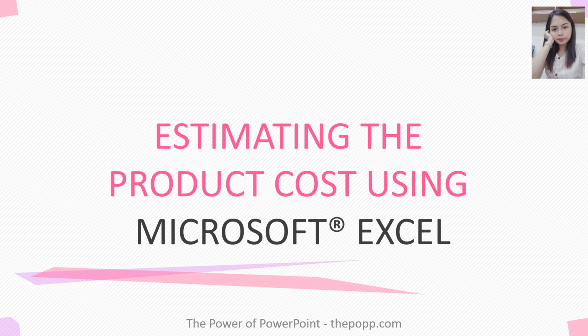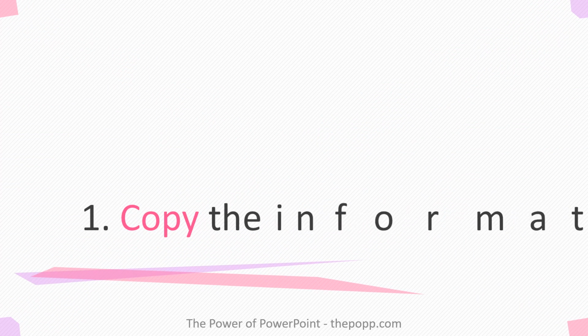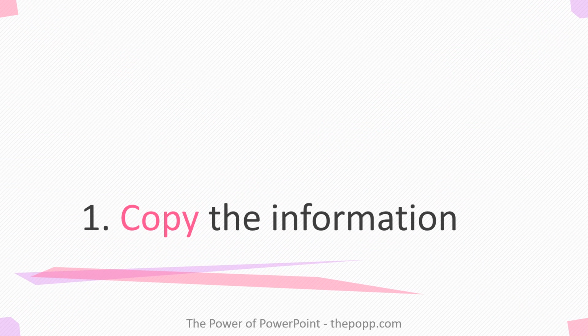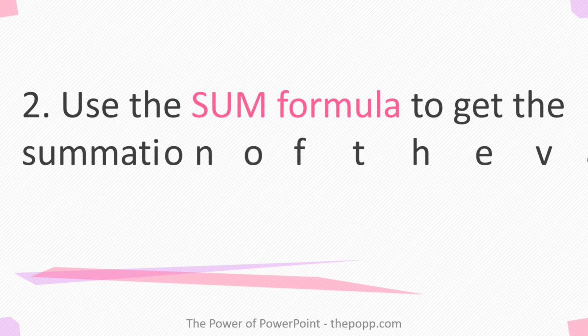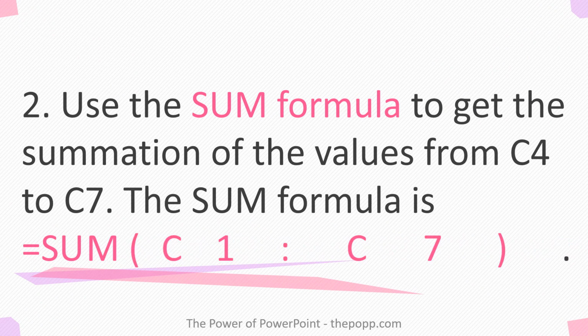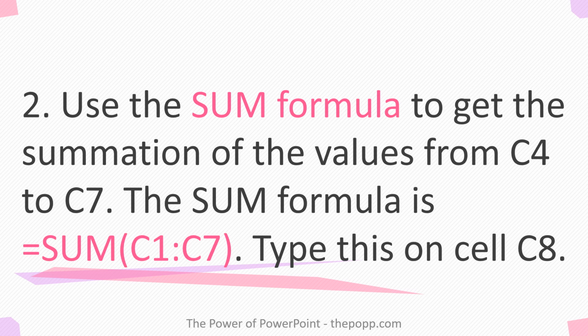So, estimating the product cost using Microsoft Excel. Copy the information first. And then use the sum formula to get the summation of the values from C4 to C7. The sum formula is sum, C4 to C7, and type this in cell C8. I will just be recording the demonstration on this, but let's have first the steps.